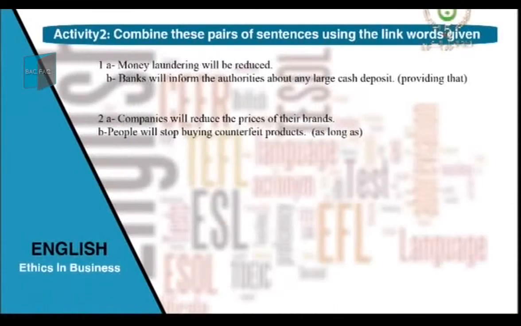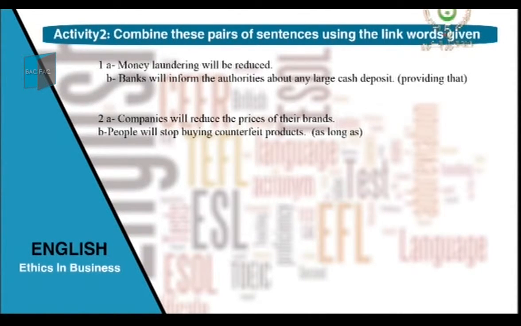All right, now let's move to the second activity. Combine the pairs of sentences together using the link words given. Make the necessary changes. Sentence 1. A. Money laundering will be reduced. B. Banks will inform the authorities about any large cash deficit, with providing that. Second sentence. A. Companies will reduce the prices of their brands. B. People will stop buying counterfeit products, with as long as.